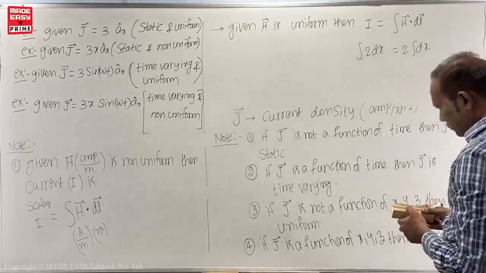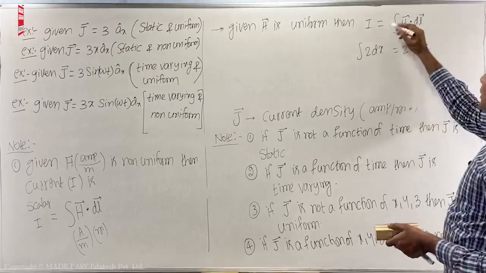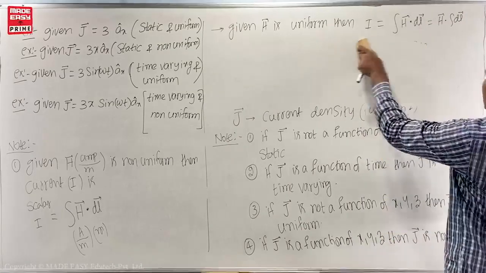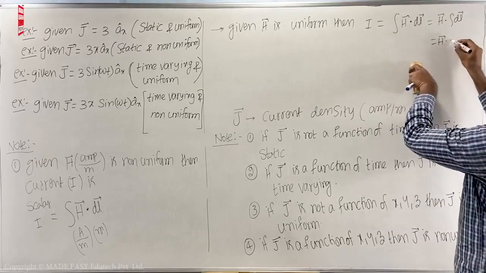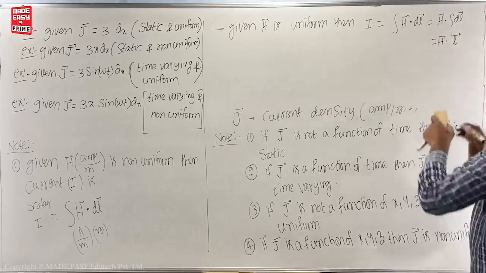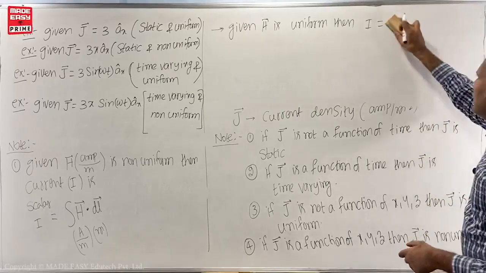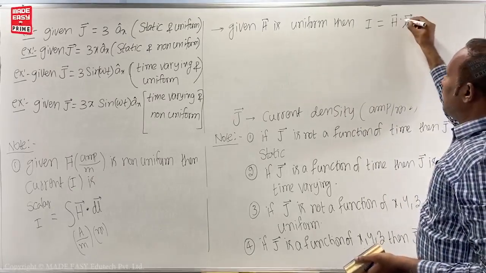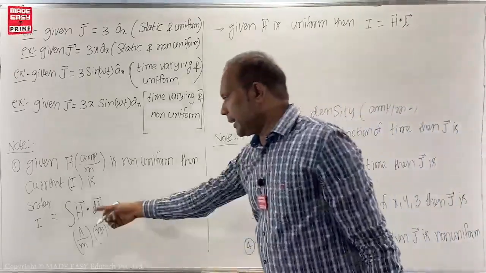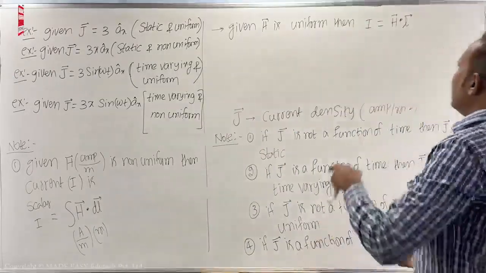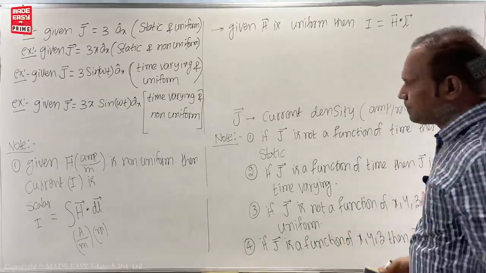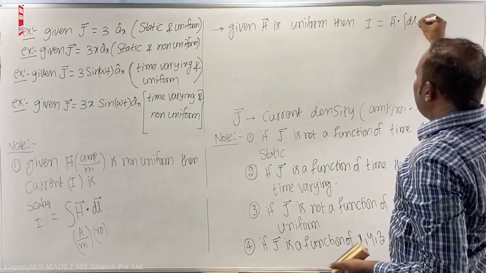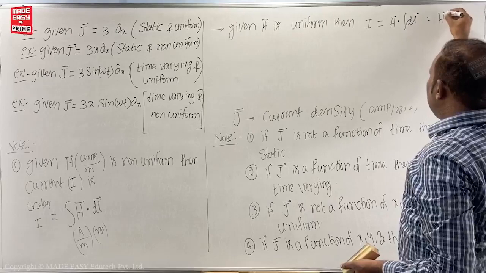So it comes out of the integral, h bar, that becomes h bar integral dl bar. Now integral dl bar is nothing but L bar. So now the answer is, if h bar is uniform, then current is h bar dot L bar. No need to take the integral because that is constant. Then the total length vector you will take like that. I will write for you like this. Then h bar dot dl bar, and that gives h bar dot L bar.